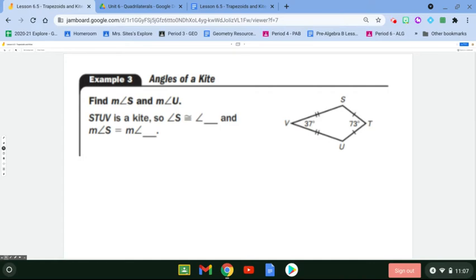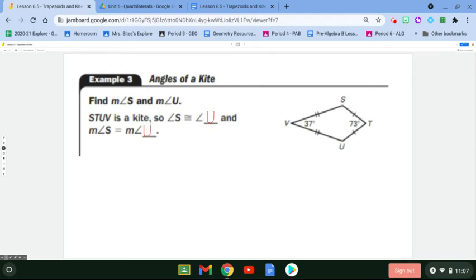Okay, so what we need to do next is use that thing that we just learned, that a kite has exactly one pair of opposite angles that are congruent. And you can see right now that angle V and angle T are not congruent, so that must mean that angle S and angle U have to be congruent to one another. So we're going to say angle S is congruent to angle U, so that means that the measurement of angle S must equal the measurement of angle U.